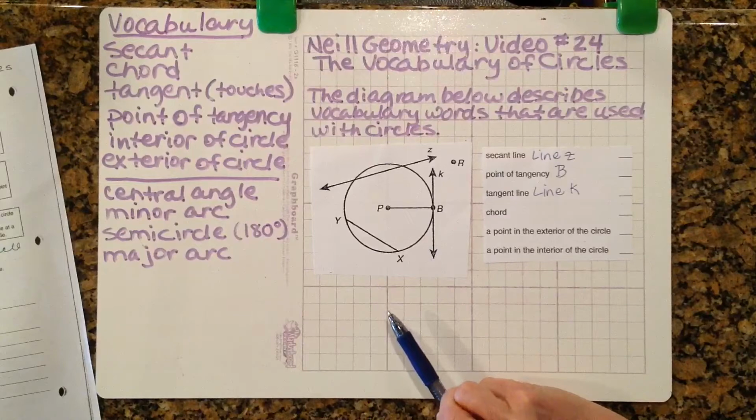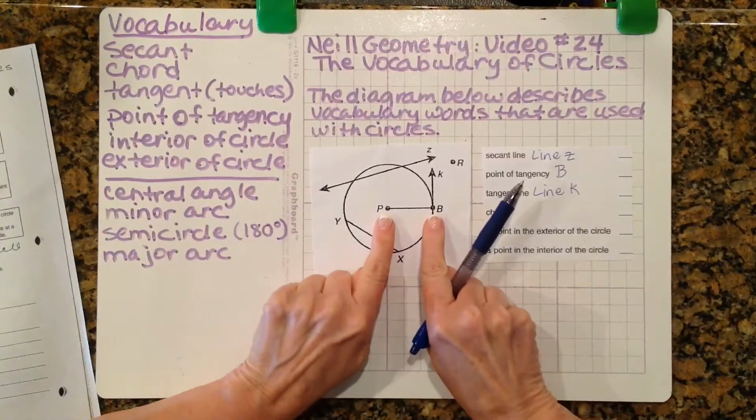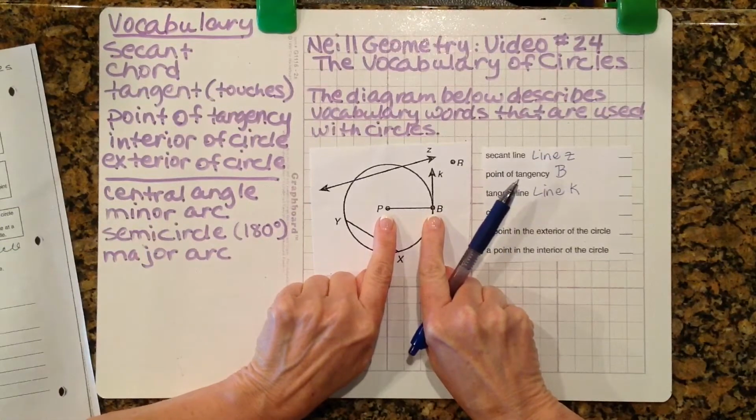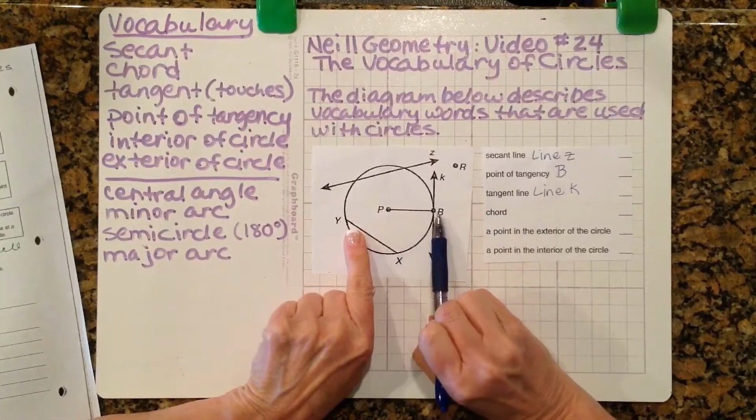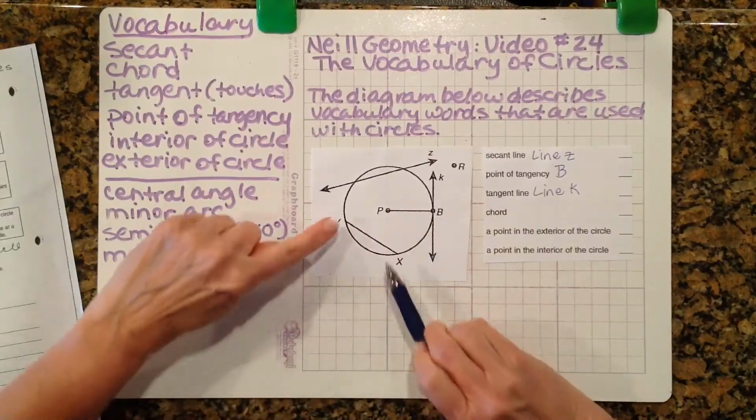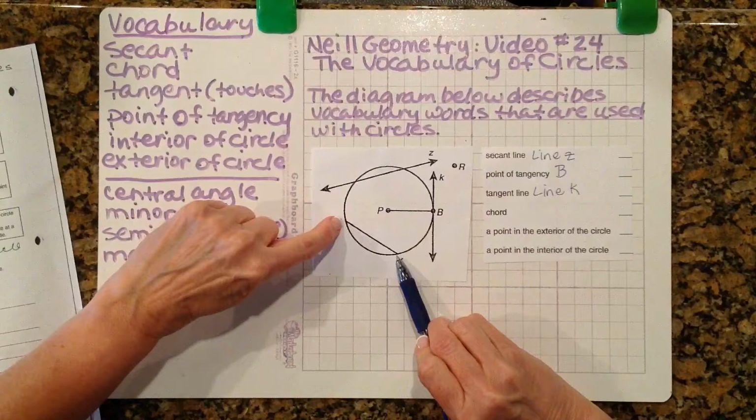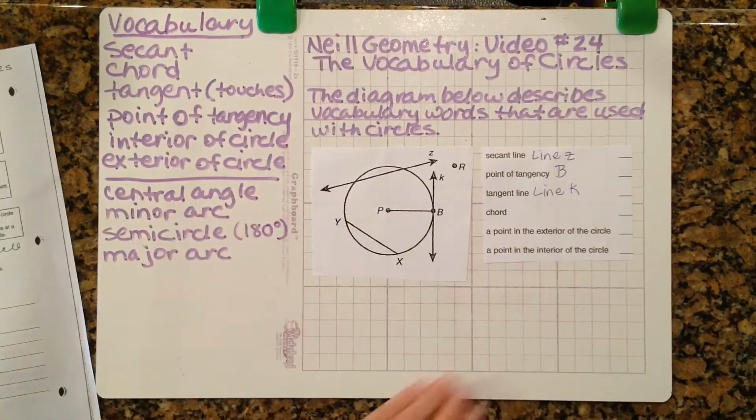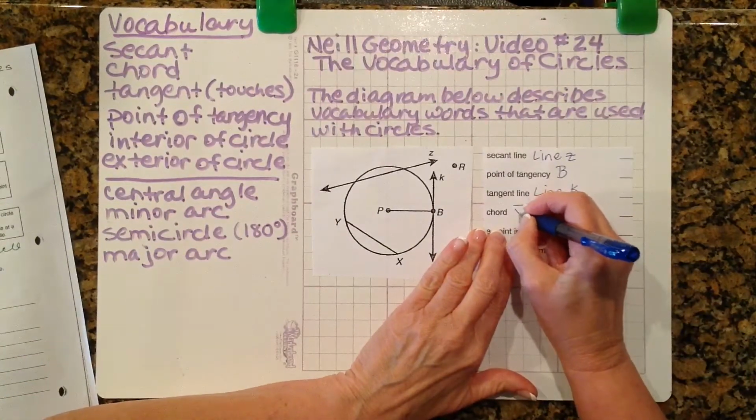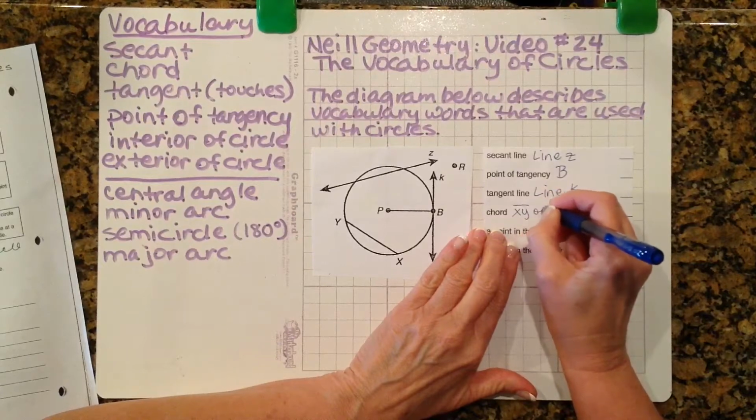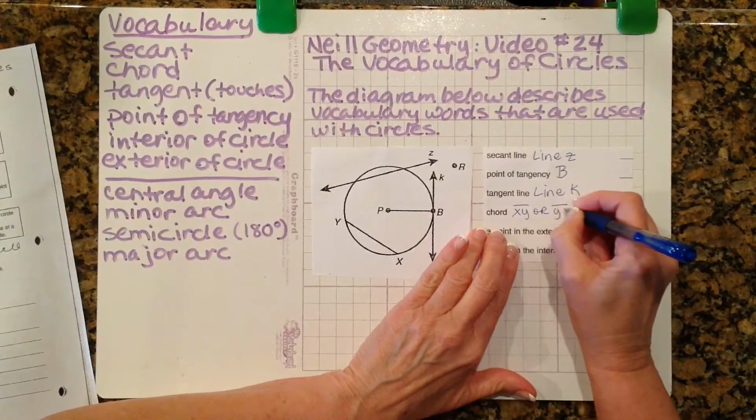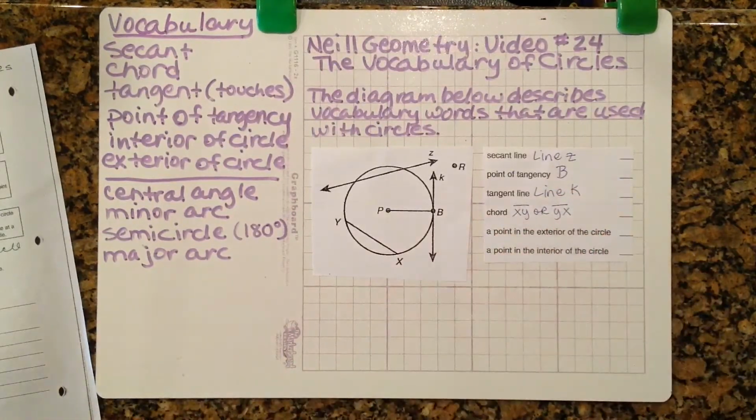How about a chord? Okay, this is not a chord. This happens to be a radius. The radius goes from the center to a point on the circle. A chord, 2 points hit the circle. So a chord would be line segment XY, or if you wanted to write it, YX. Either way is fine with me.